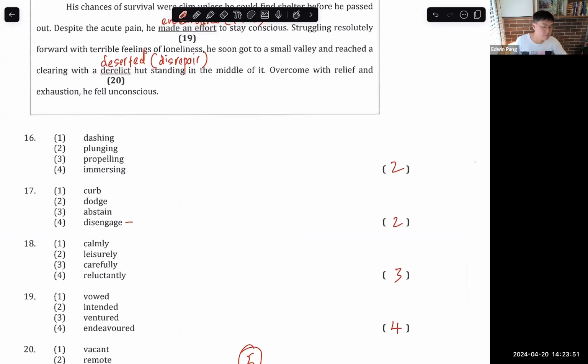Disengage here simply means to remove or to take away. So for example, let's say you have a connection. You connect something together, you disengage it means you disconnect it. So when something is connected together, it's engaged. When something is disconnected, it's disengaged. So physically, it can be wires, it can be an internet connection, but figuratively, it can be your feelings.